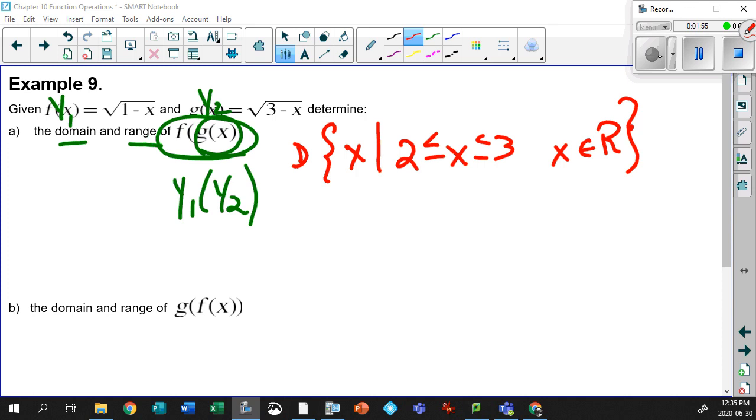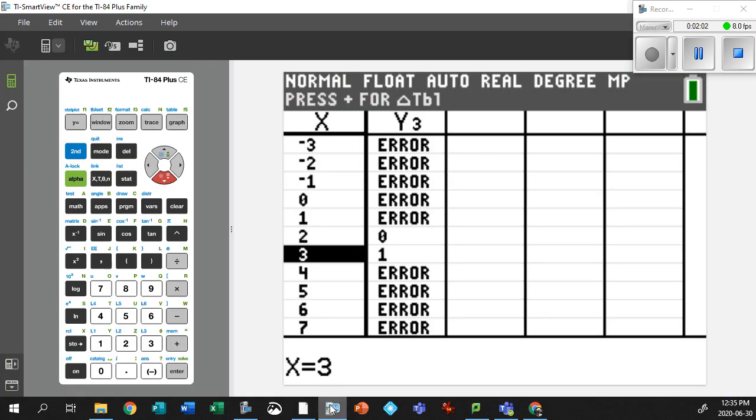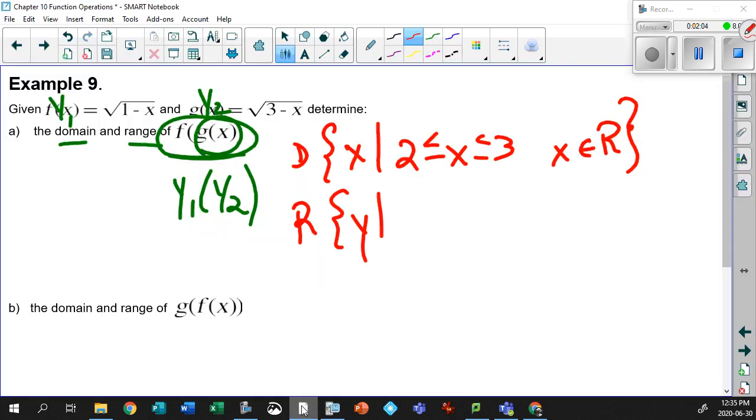And if you look, my range was all values of y such that, now what was the y values again? Check it out, between 0 and 1. Oh my goodness, 0, 1, there's my y values. And y again is an element of R, okay?